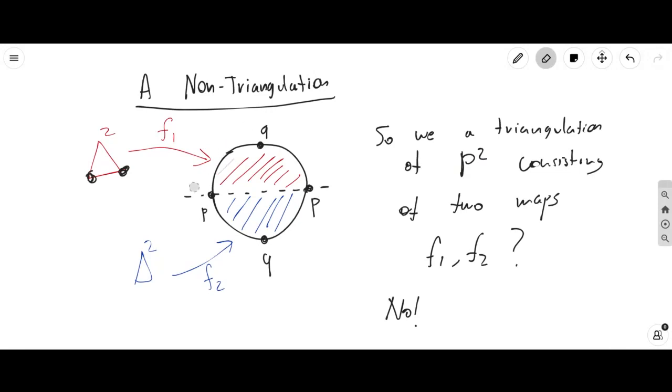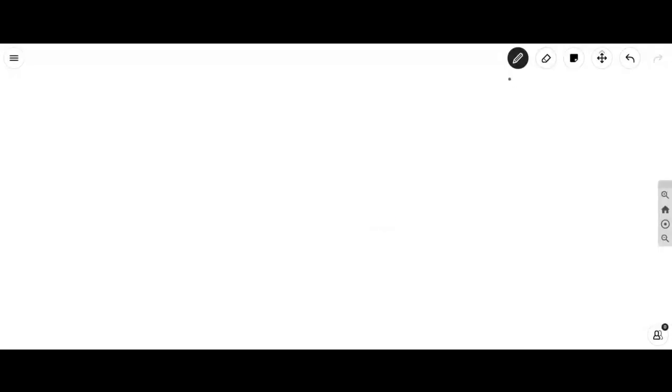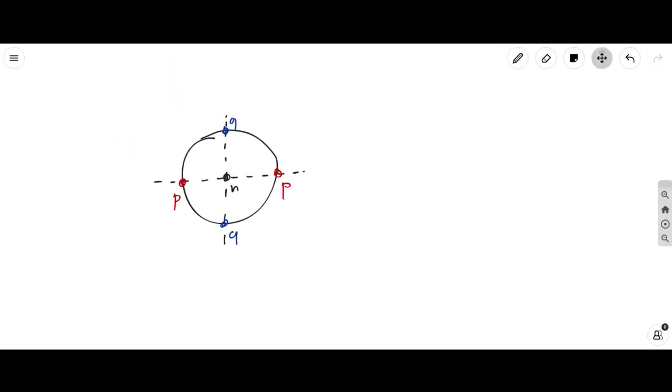So then you can try doing this a little bit differently. So you can say, well, how about we do this? How about we take the projective plane again, cut it up like this and like this. We have P over here. That's P. We have Q over here and Q over there. Okay, and then in the center, let's call this N for the North Pole.